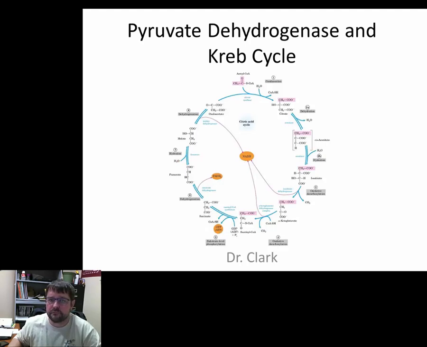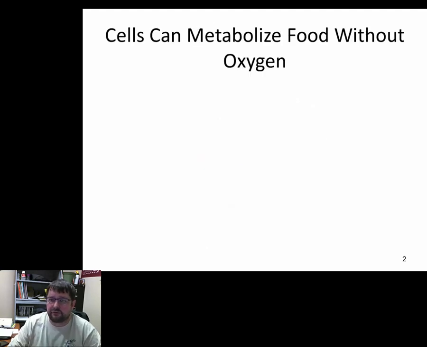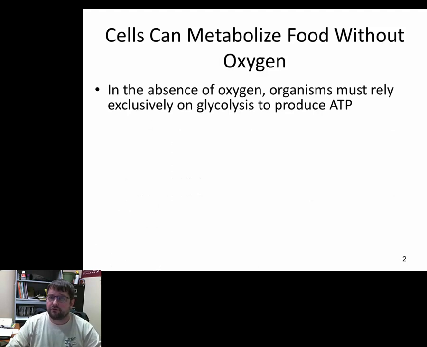Okay? All right, so before we get to the Krebs cycle and dehydrogenase, first I want to make sure that you understand that organisms can metabolize food without oxygen, and they do this often. Okay? So when there's no oxygen, the organism has to use glycolysis to produce ATP. So some organisms that live in anoxic environments, this is the only way they produce ATP. Okay? So they don't have an option to do cellular respiration and have oxygen in.